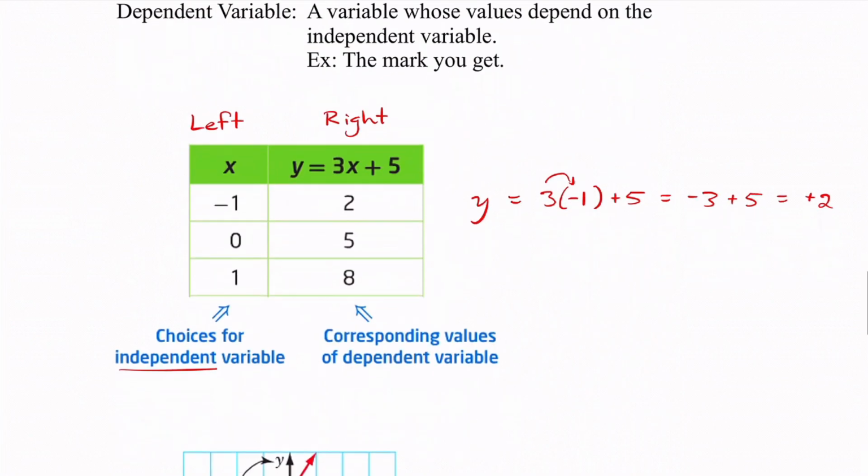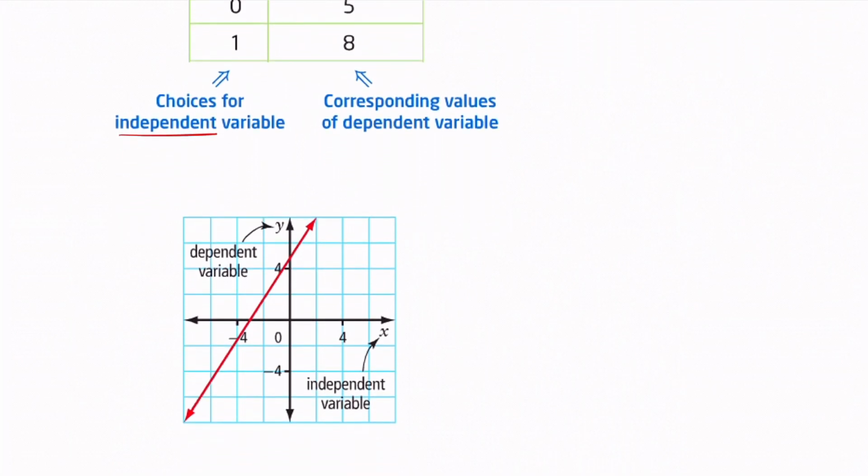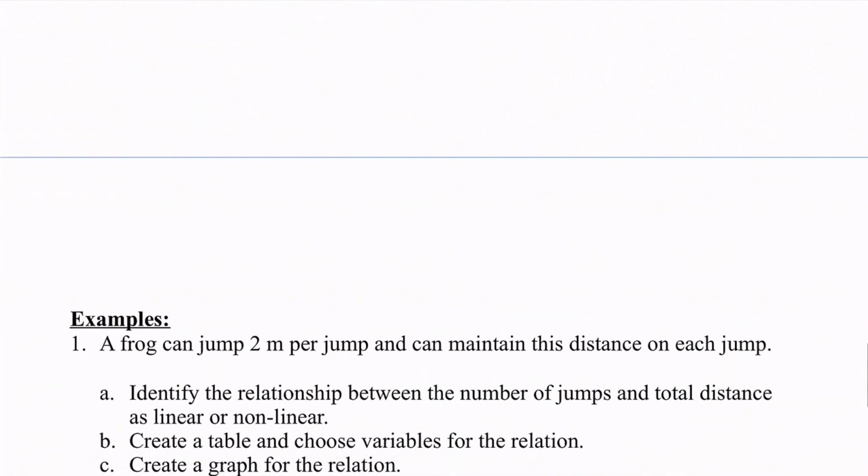And then if we were to look at our dependent and independent variables in terms of a graph, our dependent variable is going to be on the y-axis, that's the y-axis, and then our independent variable, those are the ones on the x-axis. So again, this is the x-axis, and this one going vertically, that is the y-axis. So now that we're done all that, this is going to bring us to our first example.